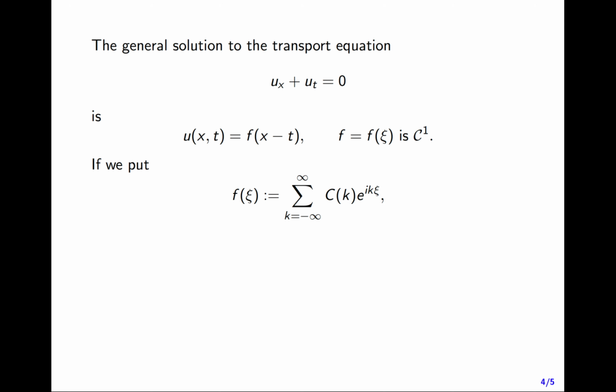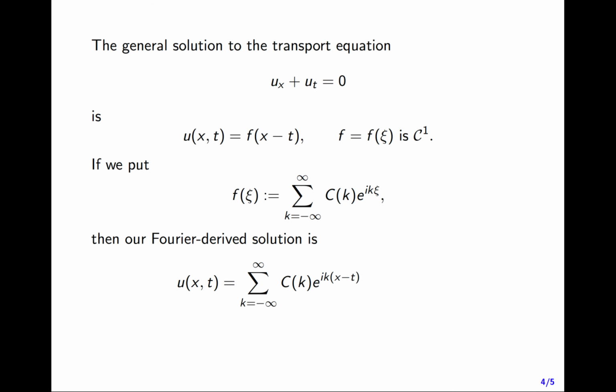So let's suppose that I put f(c) equals this sum from the previous slide, sum k equals minus infinity to infinity, c_k times e^(ikc). And I've supposed that I've selected my coefficients c_k so that the sum for f converges for all real c. If I do that, then my Fourier-derived solution, u(x,t) equals sum k equals minus infinity to infinity, c_k times e^(ik(x minus t)), just compresses as f(x minus t).